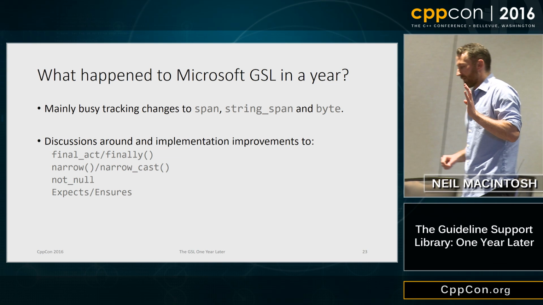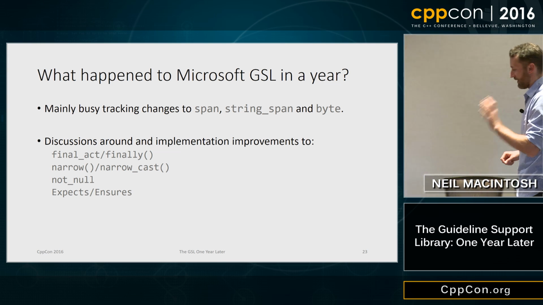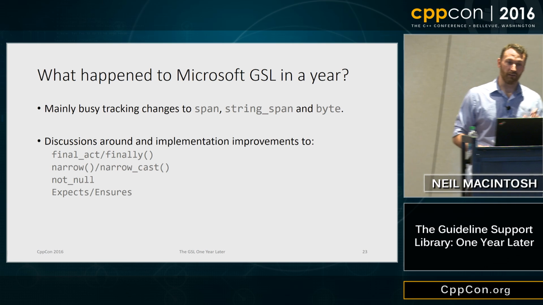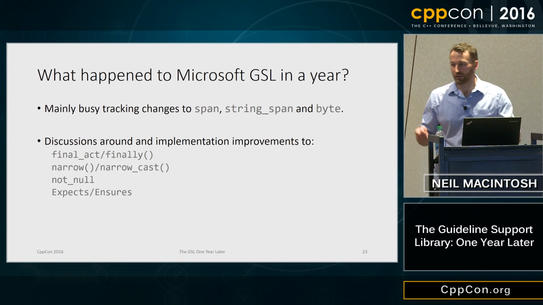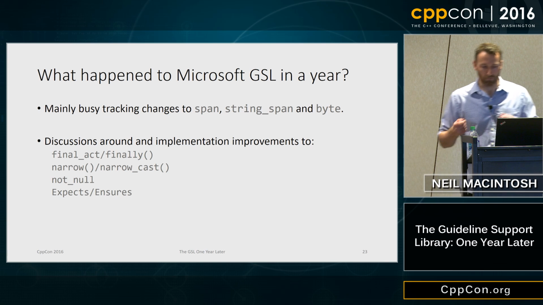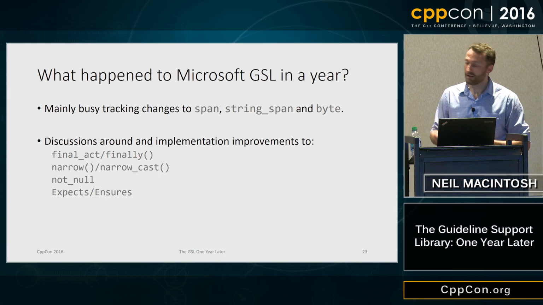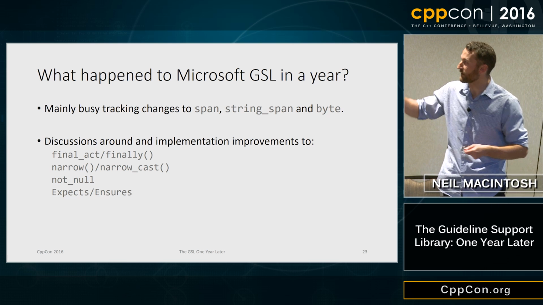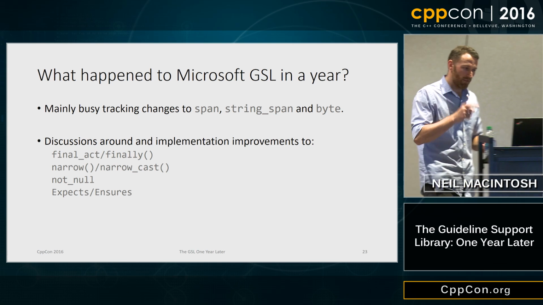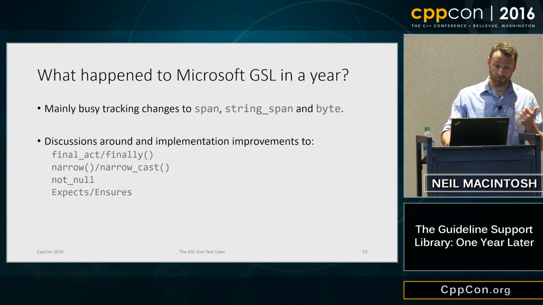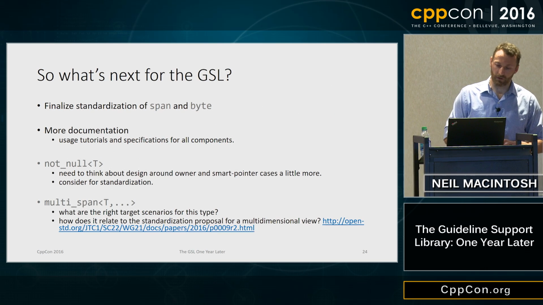So that was my spiel about what happened to the GSL as a library over the past year, with a synthetic example. What happened to our implementation of it in the past year? Well, most of the time was spent tracking and tracing along with the standardization changes and keeping the implementation up to date, fixing bugs. And we did a lot of that, not just for span, byte, and string span, but also for the other types I've listed there on the screen. There's more work to go on all of them, I'm sure, but we did improve all of them at least a little bit and had some good discussions with the community.